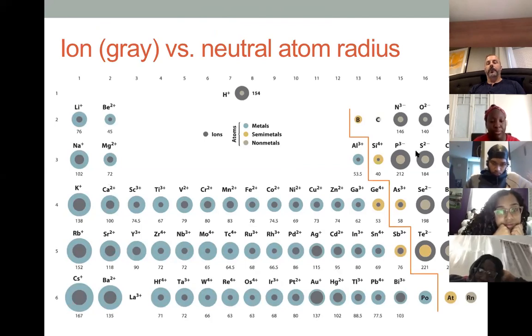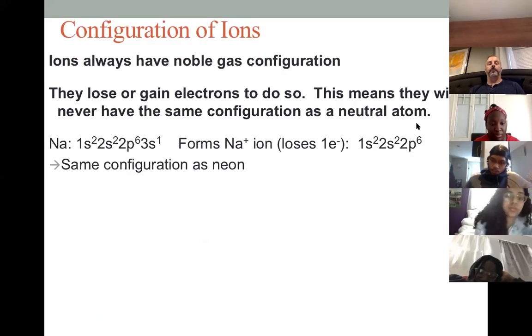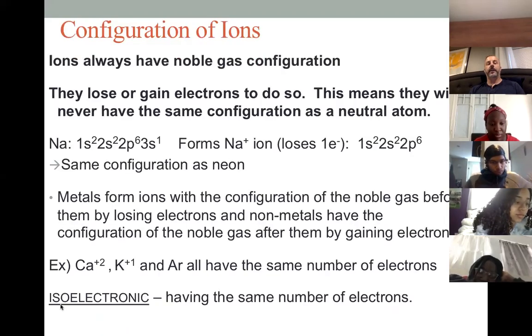Sulfur gained 2 to become like Ar, and chlorine gained 1 to become like Ar. So if we do the configurations of these ions, S-2, Cl-1, P-3, K+1, Ca+2, they all have the exact same configuration. They all have the same configuration as argon. Okay, so everyone has the same exact electron configuration. And because of that, we have a name for that. It's called isoelectronic. The prefix iso means same, and electron refers to electrons.